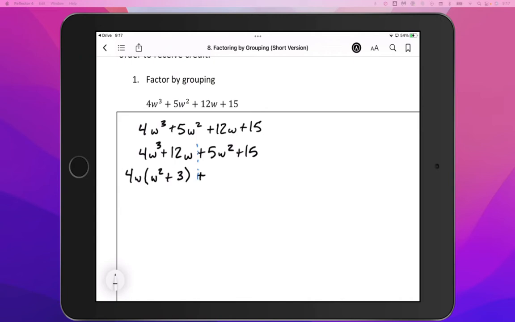Then for the right side, I see that they both have a 5 in common. So I could factor out a 5. What would be left would be w to the power of 2 and 3.